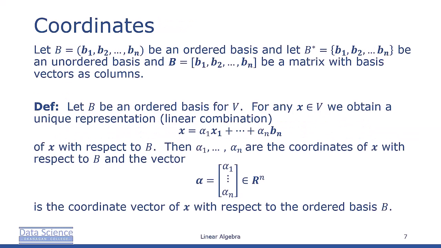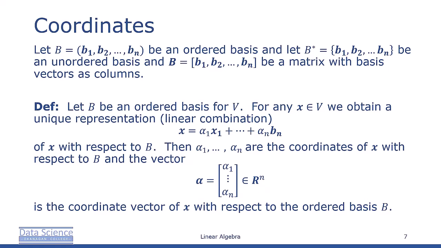The notation gets a little bit tricky, so we're going to let capital B, unbolded, be the set b1, b2, all the way to bn, and that's going to be an ordered basis. We're going to let B star be the set b1, b2 through bn, and that's going to be an unordered basis. Capital bolded B is going to be the matrix with basis vectors as columns.